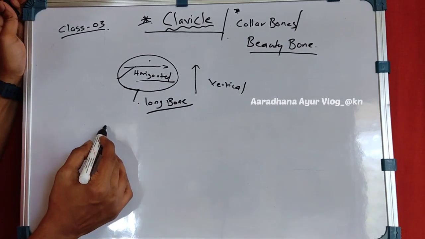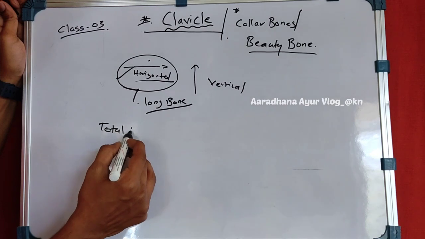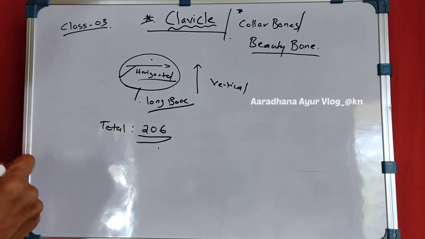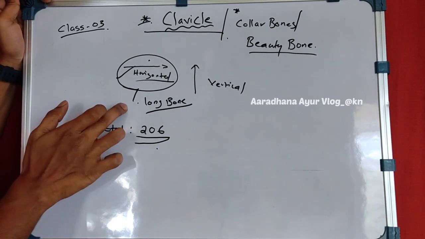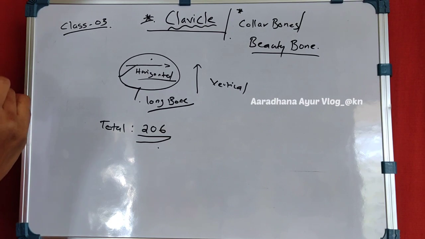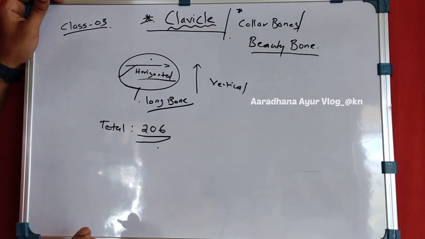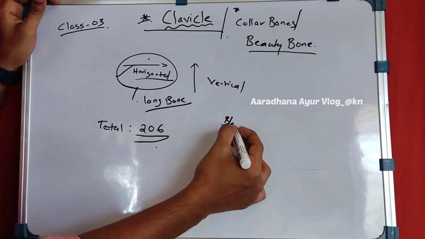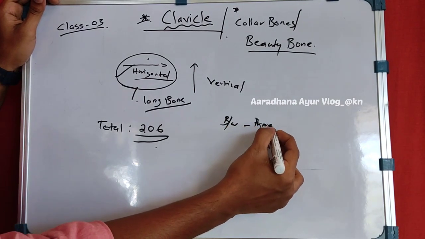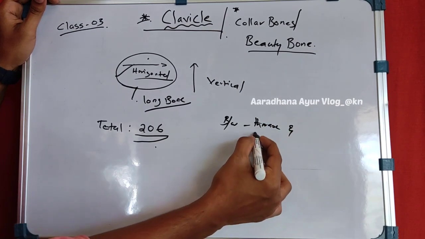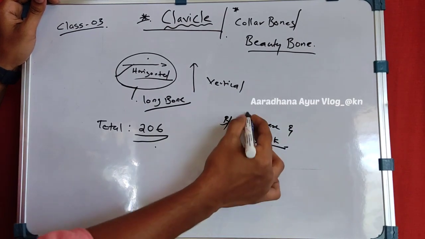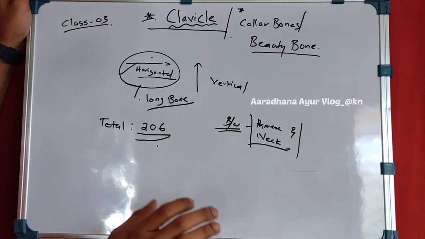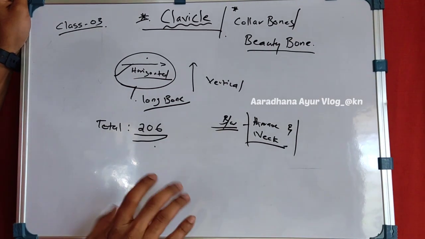And in our body, the total number of bones present is 206. Among them, the horizontally placed long bone is the clavicle. Also, this clavicle makes a demarcation between the thorax region and the neck region. So it separates these two regions. So make this point, which we had left in the previous video.